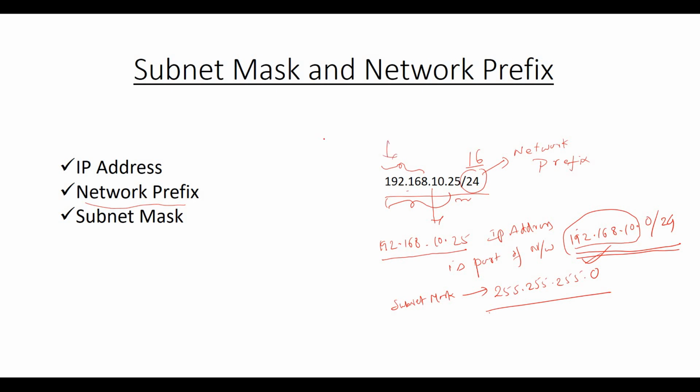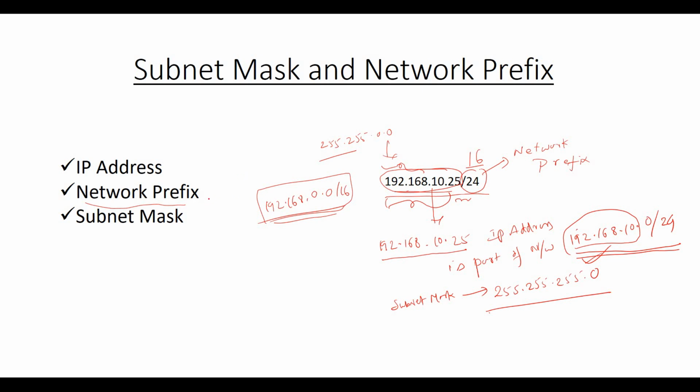For example, if we say 16, 2 octets will represent the corresponding network part. In that case, the subnet mask will be 255.255.0.0. So if it is 16, we can say this entire IP address belongs to 192.168.0.0/16. So we can say this IP address belongs to this network. This way the network prefix can also be used to represent the network part in an IP address.